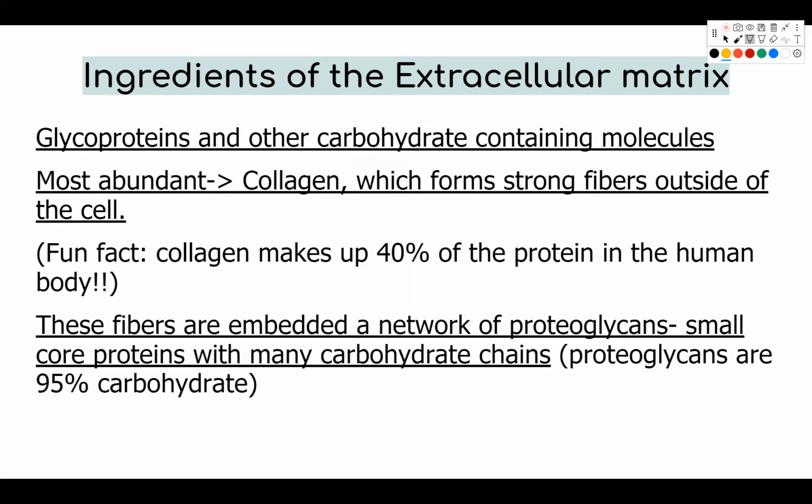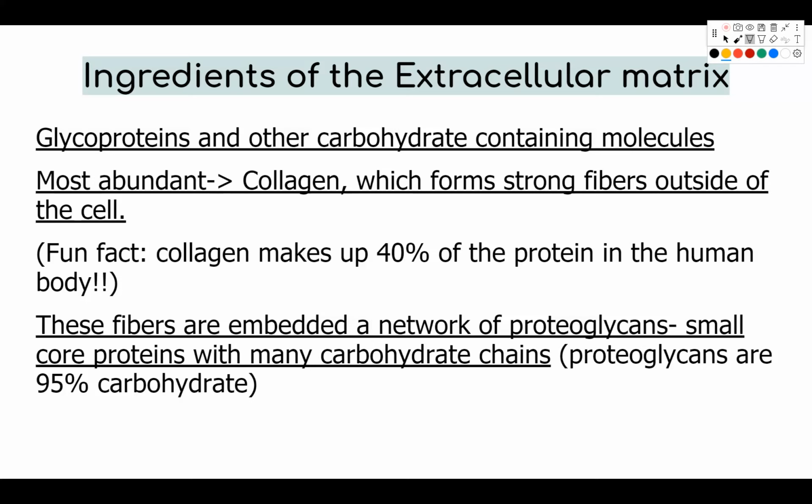And these are their ingredients. Now you only need the stuff that is underlined. I just have some fun facts in there. Glycoproteins and other carbohydrate containing molecules make up a lot of that extracellular matrix.